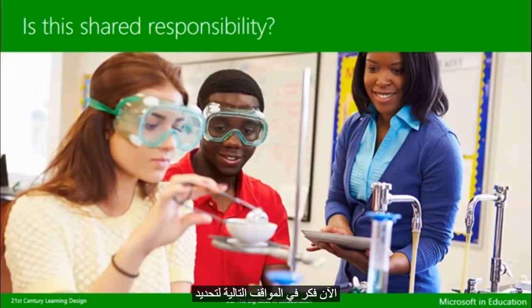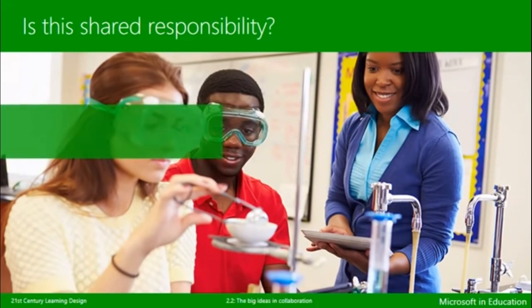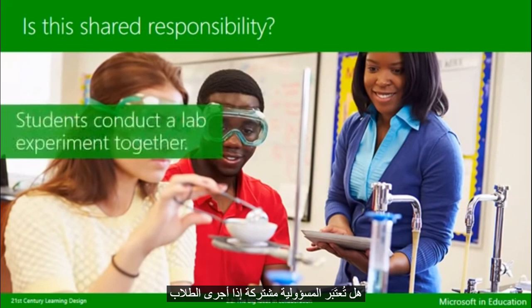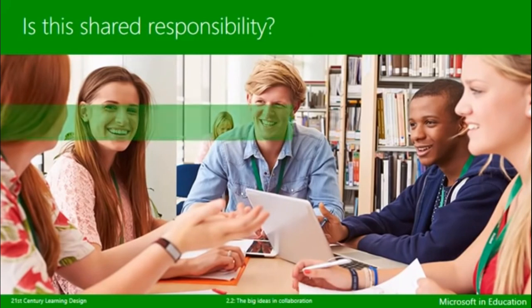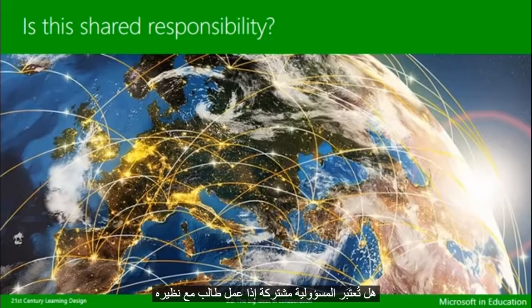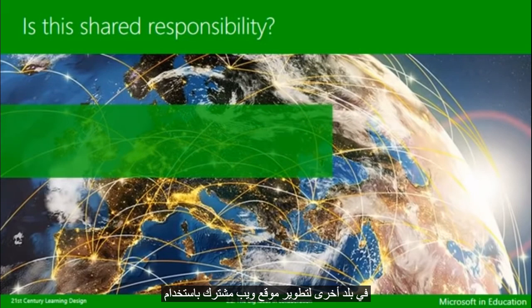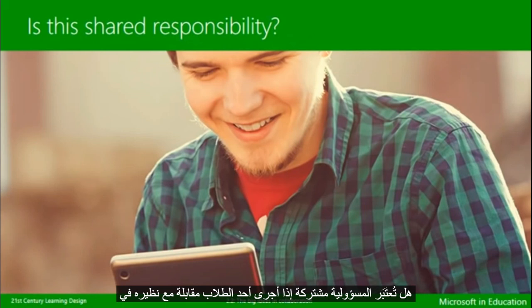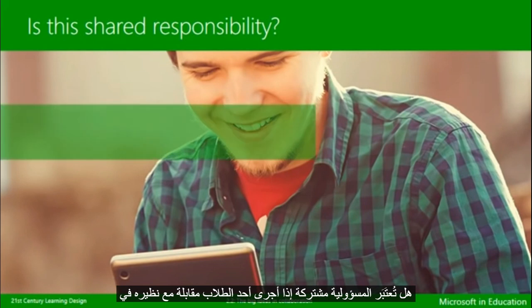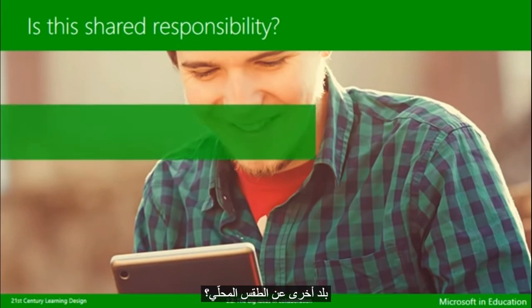Now think about the following situations to determine if students have shared responsibility in the learning activity. Is it shared responsibility when students conduct a lab experiment together? Is it shared responsibility when students give each other feedback? Is it shared responsibility when a student works with a peer in another country to develop a joint website using Microsoft Office 365? Is it shared responsibility when a student interviews a peer in another country about the local weather?